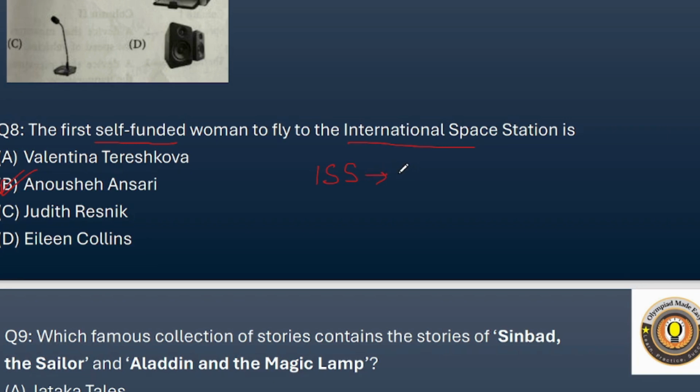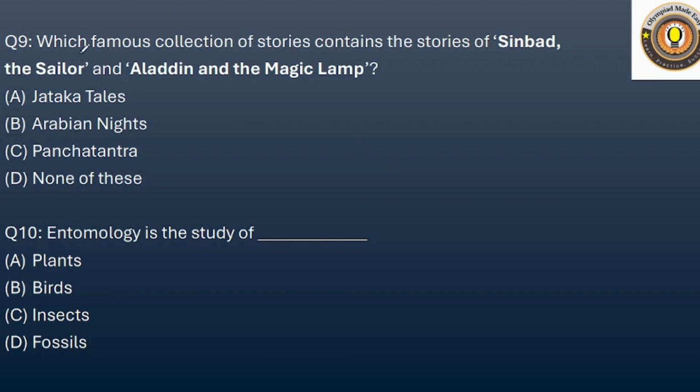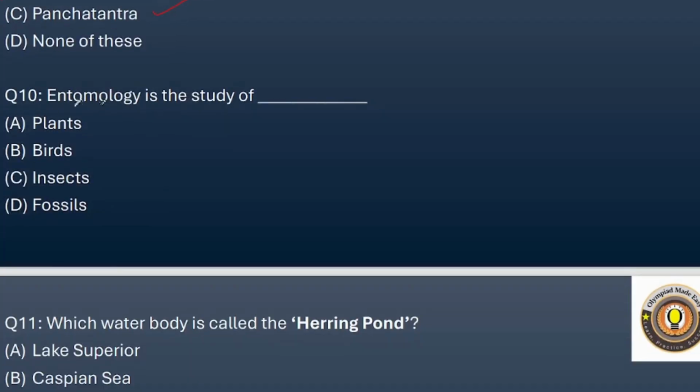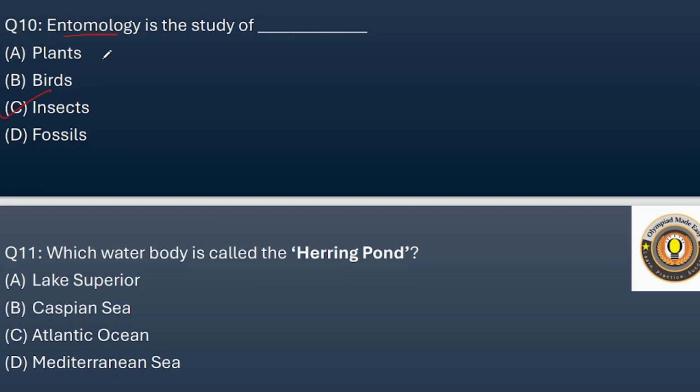International Space Station. Which famous collection of stories contains the stories of Sindbad the Sailor, Aladdin, and the Magic Lamp? This is Arabian Nights. Jataka Tales is all about Buddhist stories. Panchatantra, you know, is moral stories. So the right answer is Arabian Nights. How can you remember this? Sindbad the Sailor, Aladdin, and the Magic Lamp: Arabian Nights. Entomology is the study of insects. Now, what is the study of plants called? It is botany.